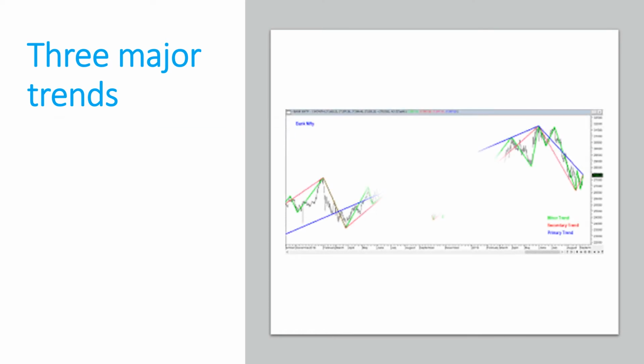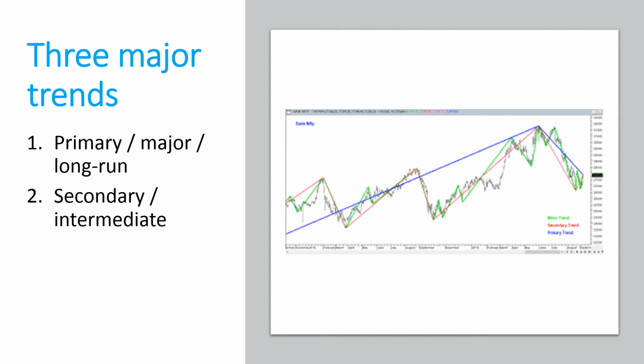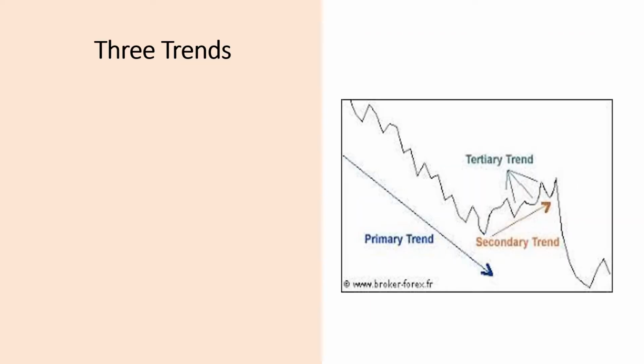According to the Dow theory, the market has three trends. The three trends are named differently in different textbooks. I hereby list the three trends. The Dow theory explains the market in terms of three trends. Let's learn further about the three trends.